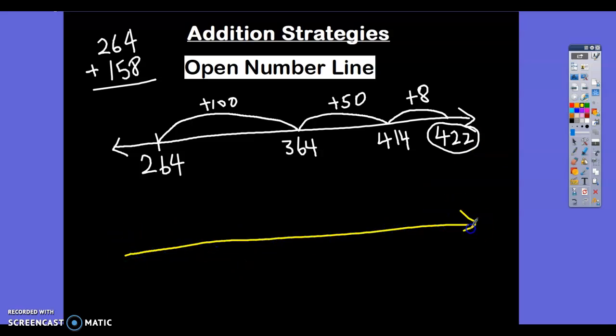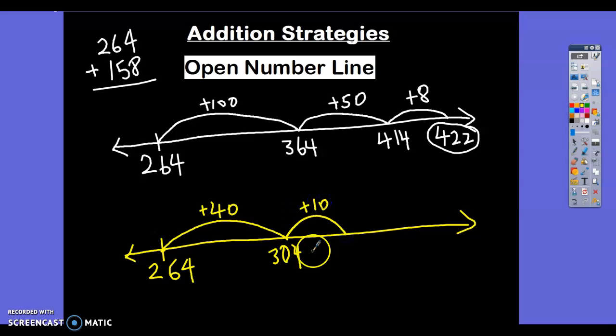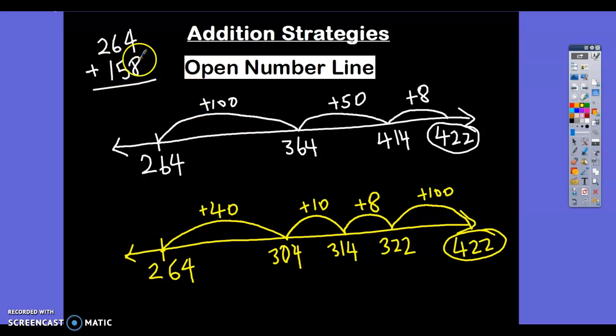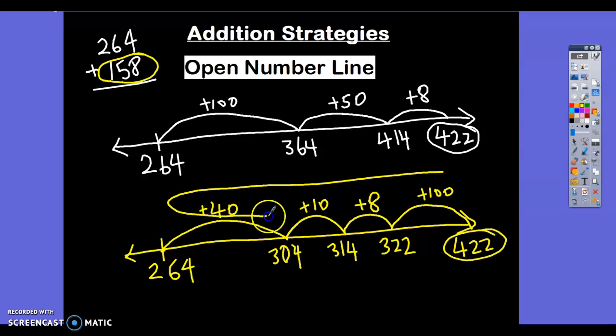Here's example 2. Because this is called open number line, there is no standard way to break down your second add-in. I can add 40 first because I know it is very close to 300. So this would be 304. I know I still need to add another 10 to make 50. So it would be 314. I'm going to add my 8. That will become 322. And last but not least, I need to add my 100 back because I haven't done it yet. So the answer would be 422. Students can break down their add-ins any way they want, as long as these numbers add up to the same number as the add-in.